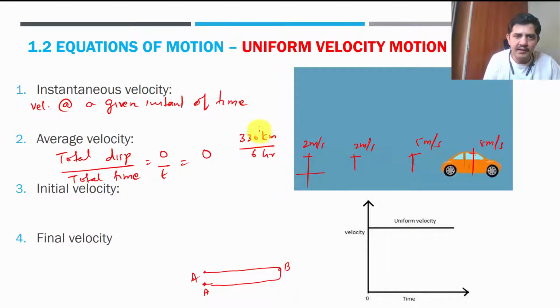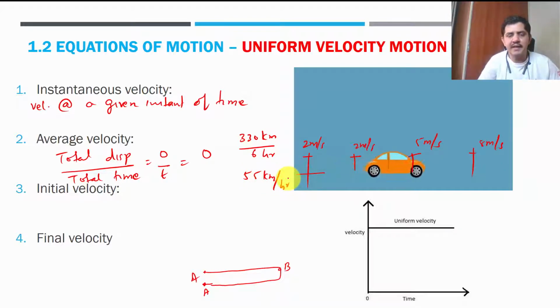Now, if you ask me what is the average velocity, my average velocity could be around, how much is it? 6 5s are 30, 55 kilometers per hour. This is my average velocity. But do you think that I will always be moving at 55 kilometers per hour on a highway? I will never be doing it, right?